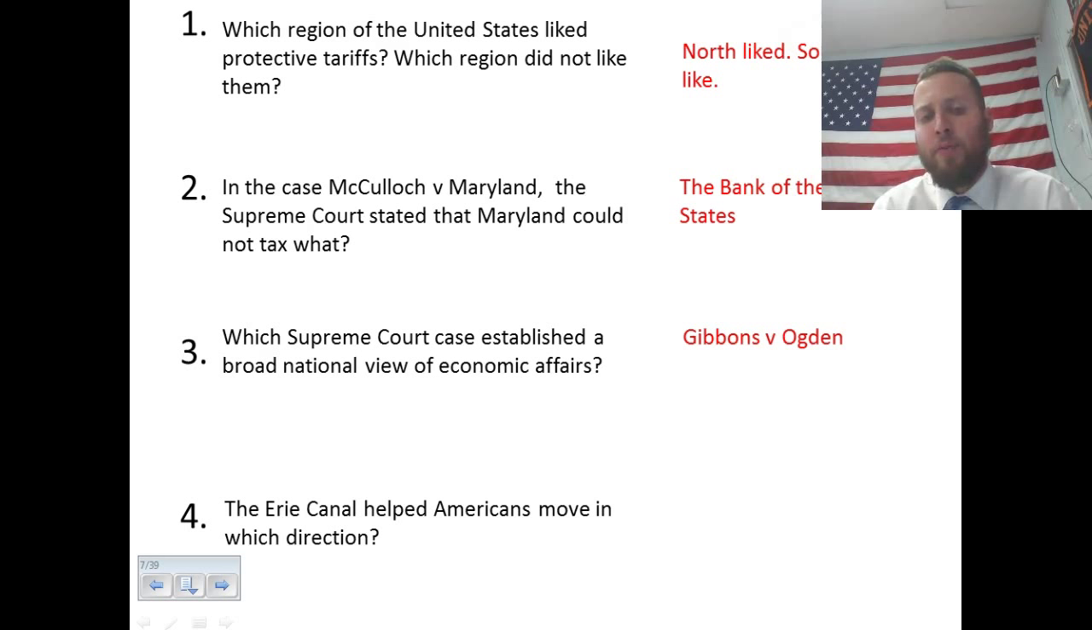The Erie Canal helped Americans move in which direction? It helped Americans move west. West, west, west.